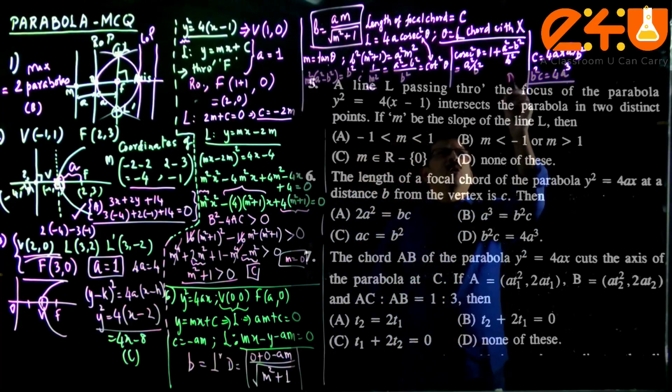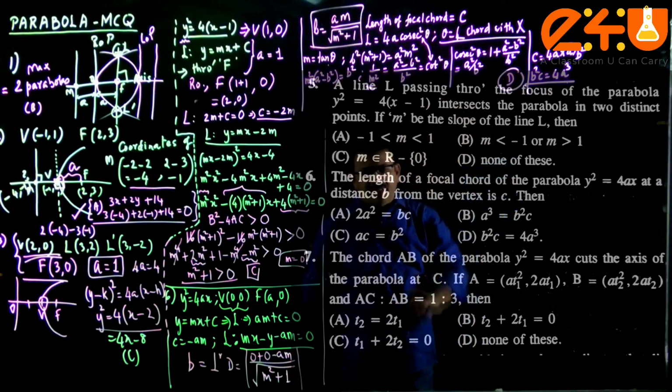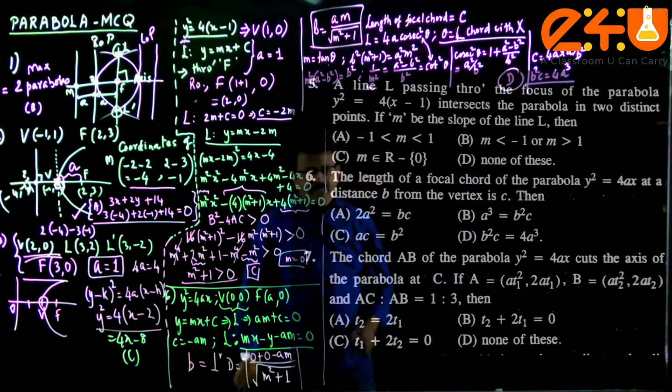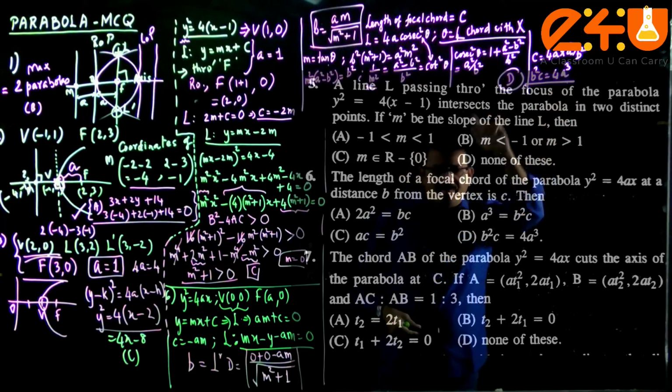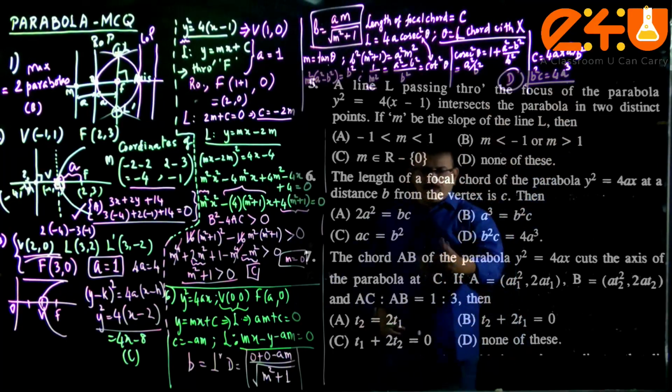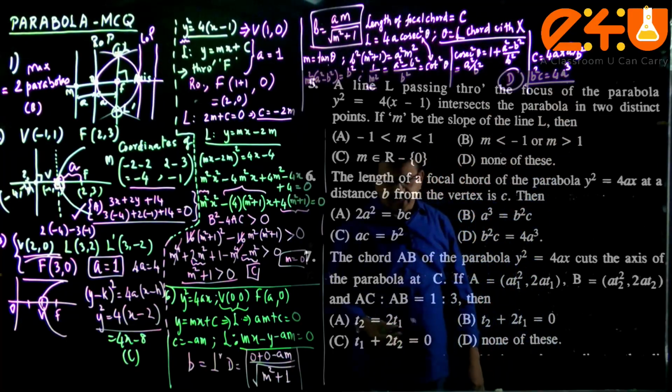And where is the option? You can see it lies in D. So D already gives you that conclusion, b squared c equal 4a cube. Done. Let's go to the other question already visible to you.